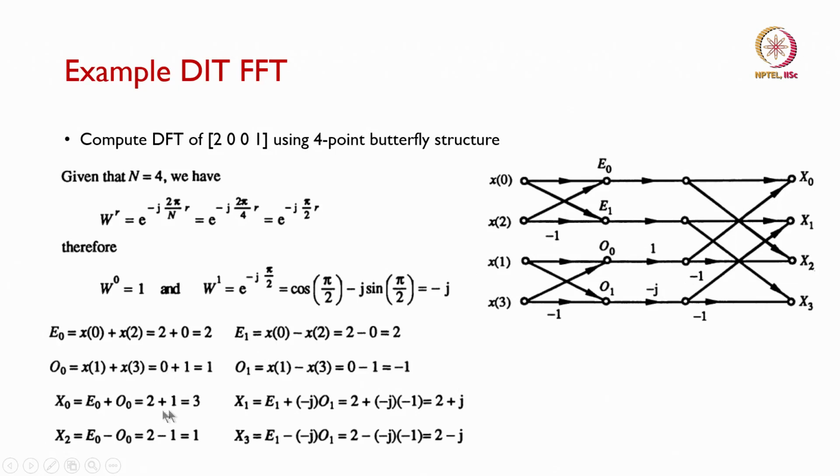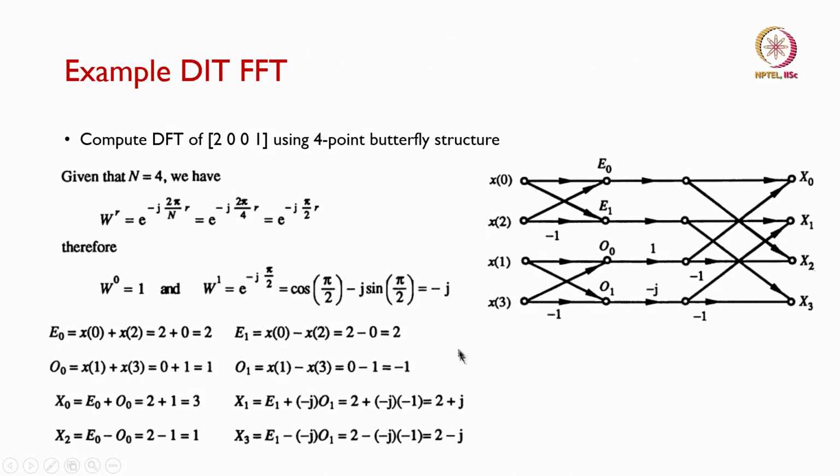So, it is 2 plus 1 is equal to 3 in this case, and then our x 1 is nothing but E 1, and then next minus j into O 1. So, that is what is written. It is nothing but E 1, which is 2, plus minus j into O 1, which is minus 1. So, you will be getting it as 2 plus j, and for the last one, if you substitute, you will get 2 minus j.